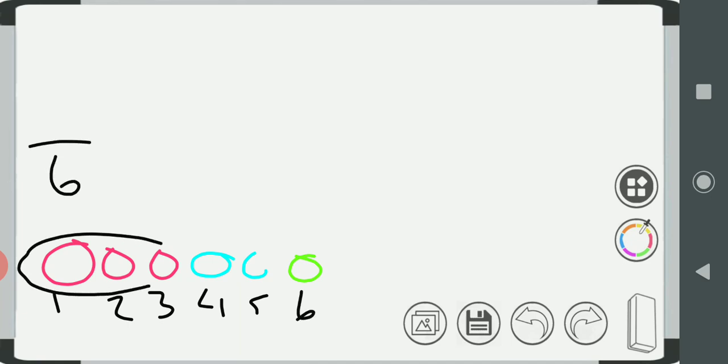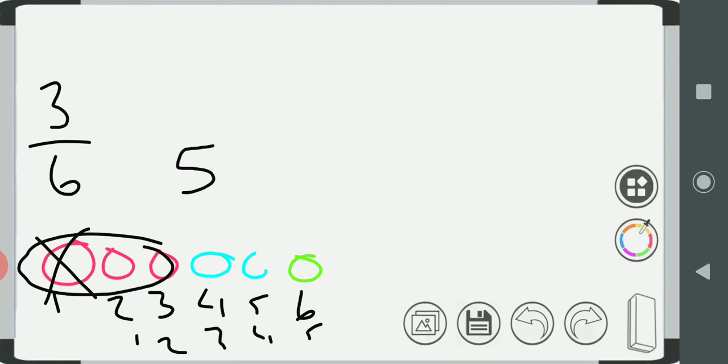Out of 6 candies, 3 are red. So my first probability is 3 out of 6. But that one's not going back. So now I have 1, 2, 3, 4, 5. 5 candies, and remember, the second time I want blue. 2 out of 5. I have 2 blue candies.